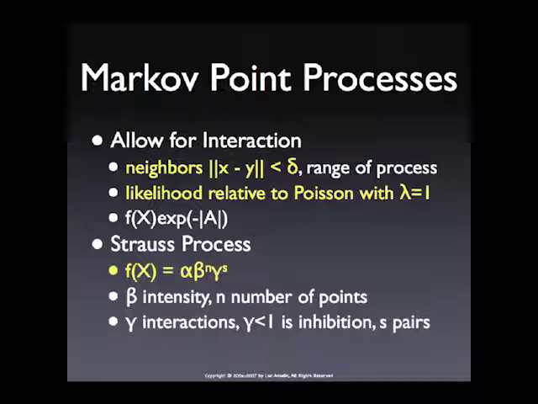And what you allow in these processes is that you define interaction between the neighbors. The neighbors are defined as being within a given distance of each other. And these processes, as I mentioned early on, are all modeled relative to the Poisson with uniform density intensity of 1. So the likelihood, we'll talk a lot about likelihoods later on. If you don't know what it is, don't worry about it.